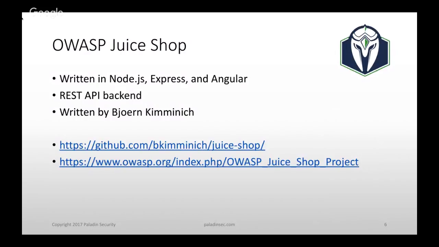So I was looking for a more realistic type of app, and I ran across this application called OWASP Juice Shop. Now, OWASP Juice Shop is written in Node.js. For the server side, it uses Express as its web server, and the front end is written in Angular. And we are dealing heavily with a REST API backend.